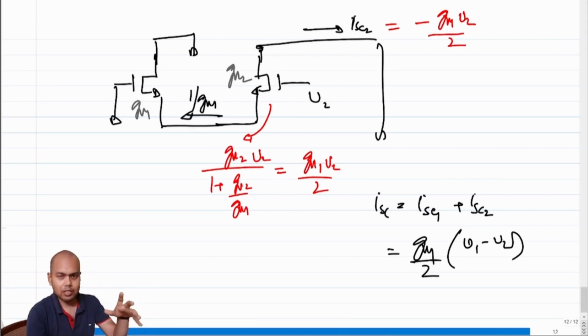So my sincere request is, if you find this type of analysis slightly tricky, then go back a few lectures and refamiliarize yourself with the structures of the common gate amplifier and common drain amplifier. What will be the input impedance, what will be the short circuit current, what will be the output impedance. Refamiliarize yourself with these structures, so that analysis of these topologies using those structures will become easier.